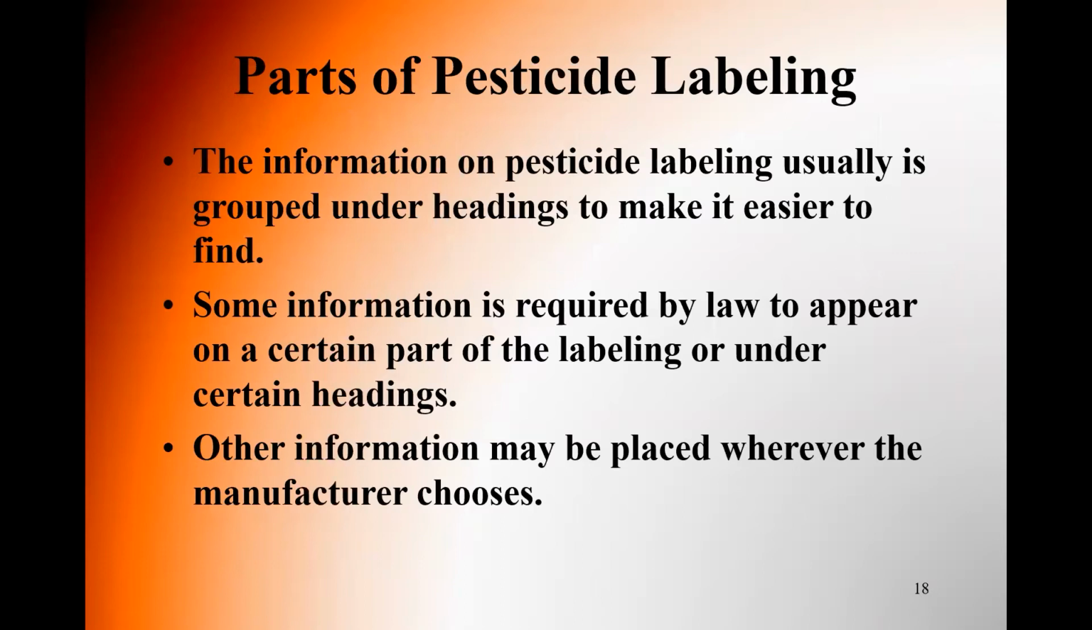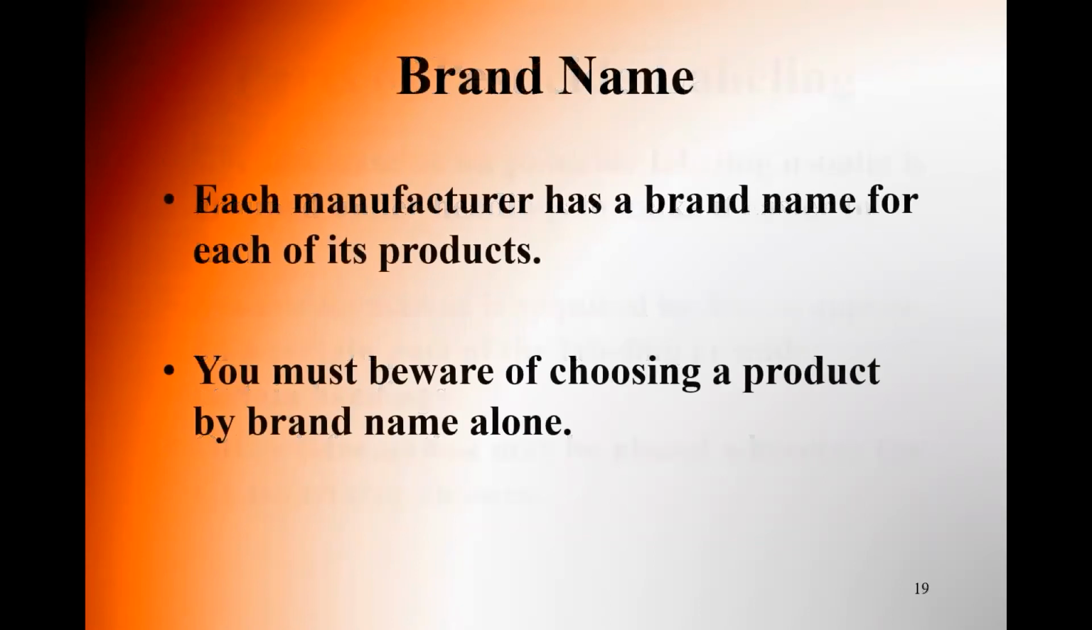Parts of the pesticide label. The information on pesticide labels usually is grouped under headings to make them easier to find. Still, even with that, some of these labels get very long. They still get to be very difficult to find. Some information is required by law to appear on a certain part of the label or under certain headings. Other information may be placed wherever the manufacturer chooses. Sometimes it turns into an Easter egg hunt, but most of the time the information is all there. It's just you have to be patient enough to look for it.